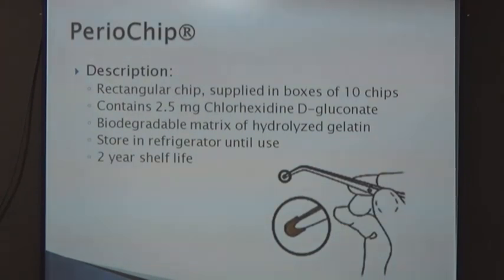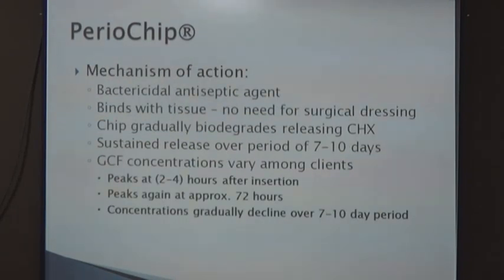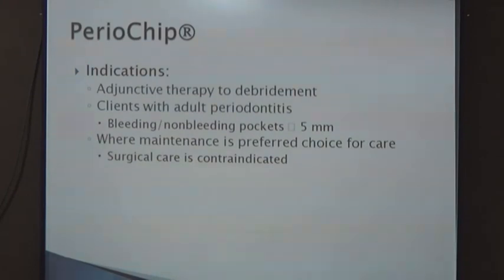Periochip: local drug delivery of chlorhexidine. They can ask you about Periochip in orals. The mechanism of action, as I already told you, is bactericidal action. Indication: adjunctive therapy to debridement, where maintenance is the preferred choice of care and surgical care is contraindicated.